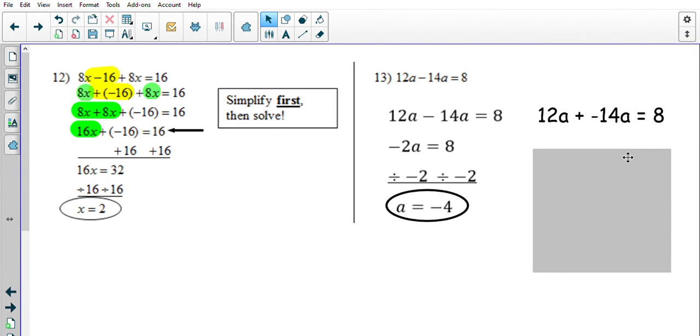If I want to check this, I'm going to do 12 times negative 4 minus 14 times negative 4, hit equals. My calculator gives me 8. In fact, I just did that, and it worked.